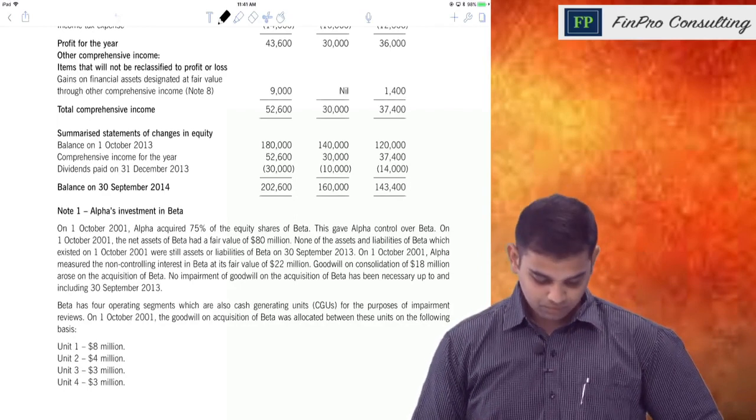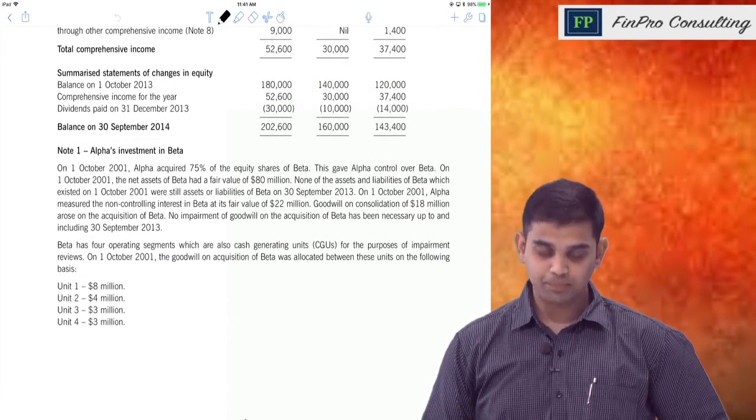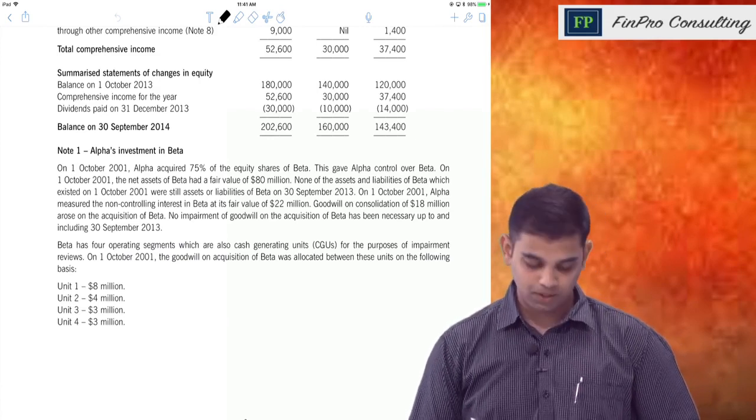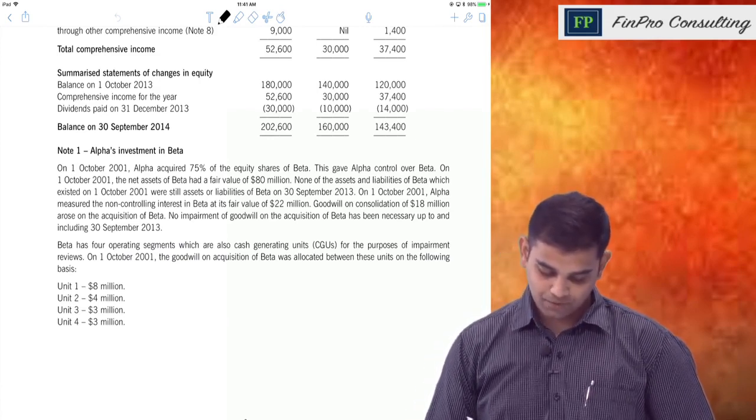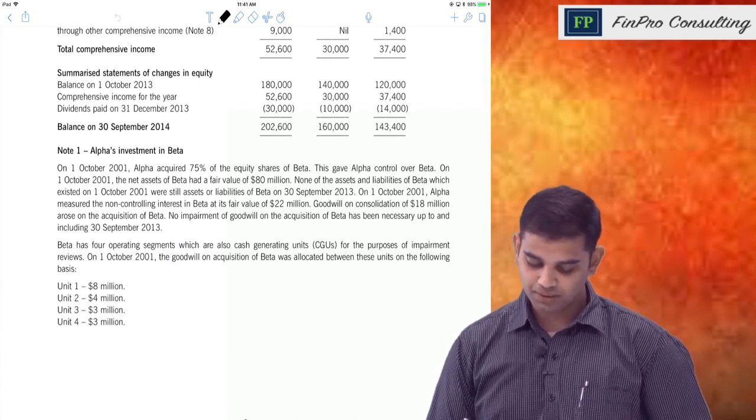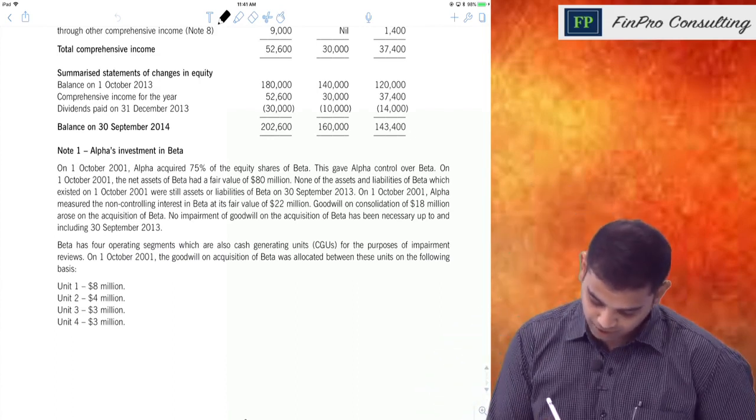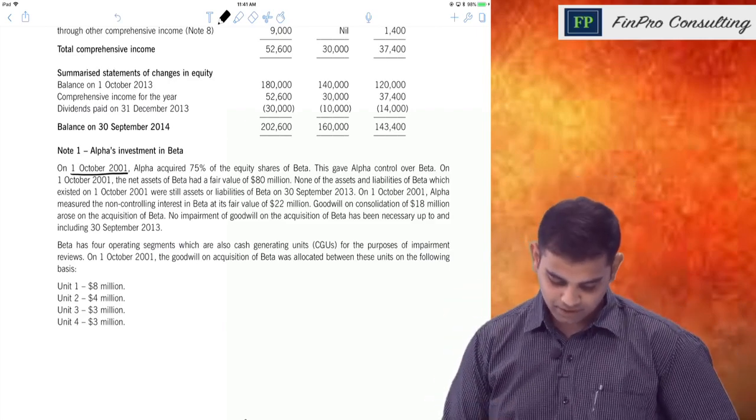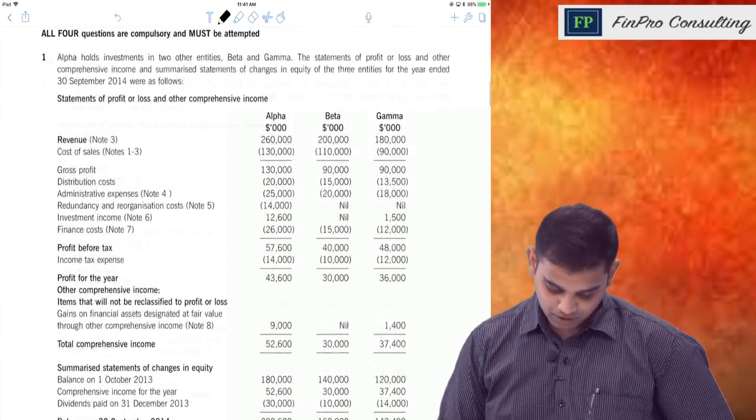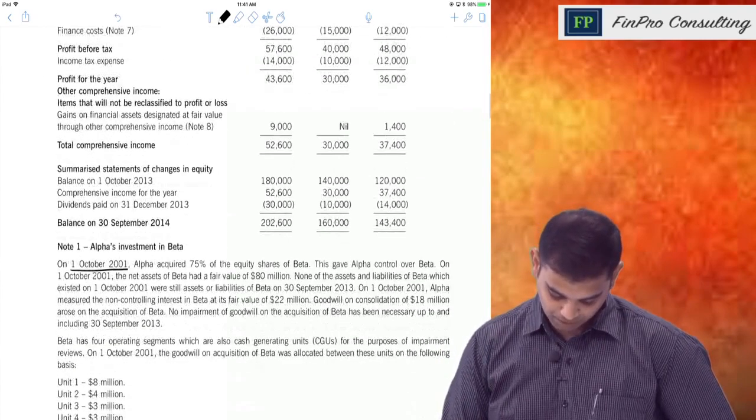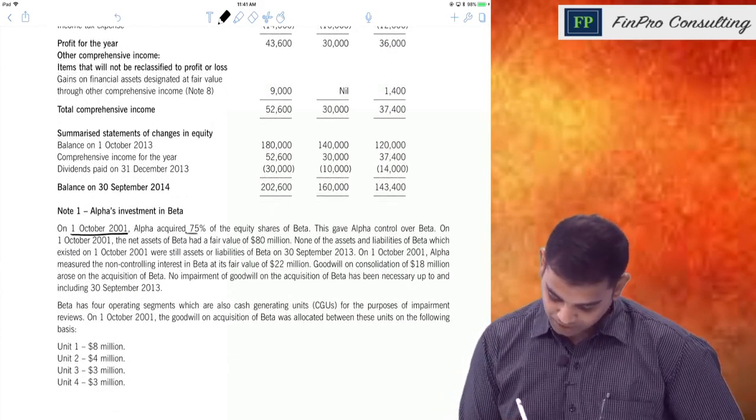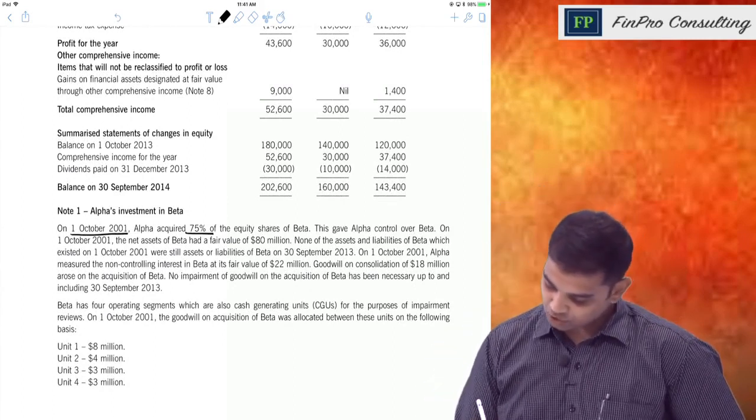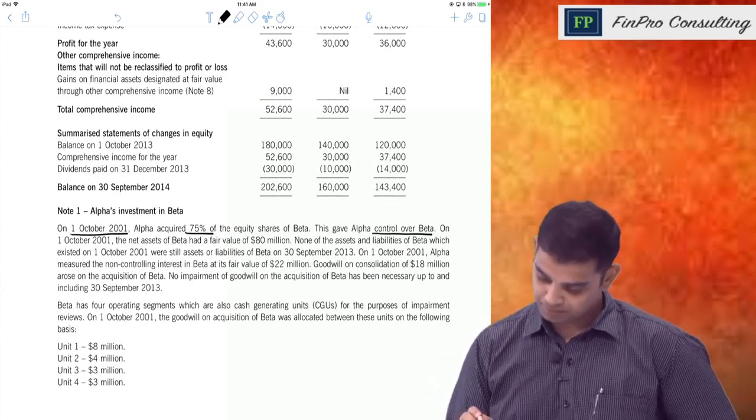Note 1. Alpha's investment in Beta. On 1st October 2001, Alpha acquired 75% of the equity shares in Beta. So underline 1st October 2001. So it is way back, right? Currently we are doing the balance sheet as on 30th September 14. At that time they had acquired 75% of the equity. This gave Alpha control over Beta. So Beta is a subsidiary company.